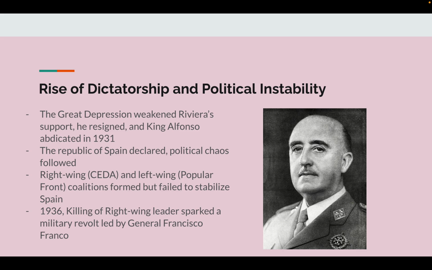The rise of dictatorship and political instability. The Great Depression weakened Rivera's support, he resigned, and King Alfonso abdicated in 1931. The Republic of Spain was declared, and political chaos followed. Right-wing CEDA and left-wing Popular Front coalitions formed but failed to stabilize Spain. In 1936, the killing of right-wing leaders sparked a military revolt led by General Francisco Franco.